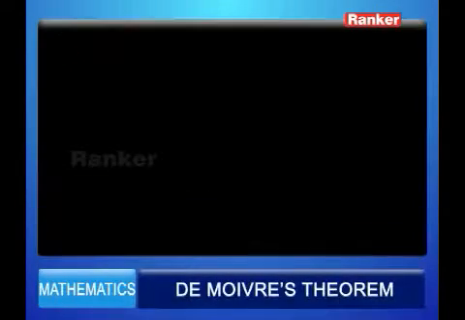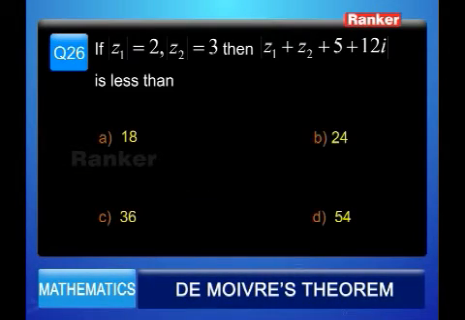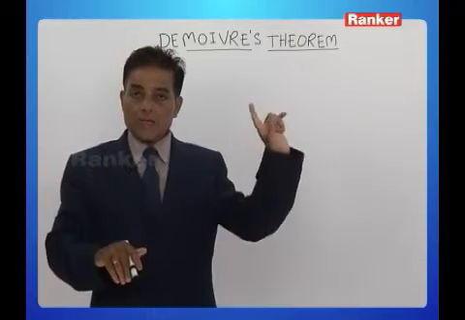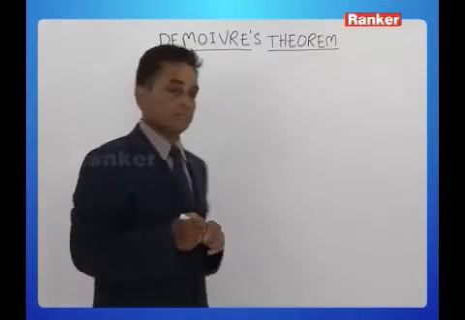Question number 26. If modulus of Z1 is equal to 2, modulus of Z2 is equal to 3, then modulus of Z1 plus Z2 plus 5 plus 12i is less than what? That is the maximum value we have to identify. Given options: 18, 24, 36 and 54. Let us see the right option for question number 26.